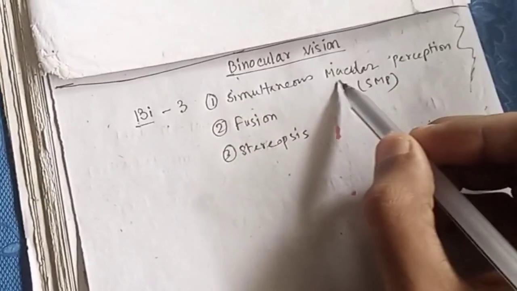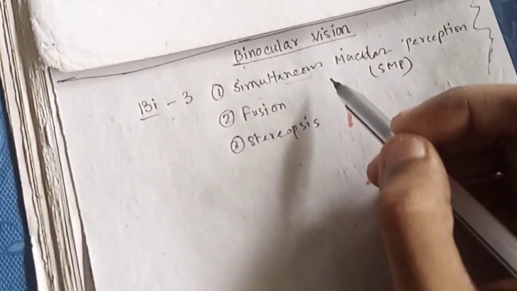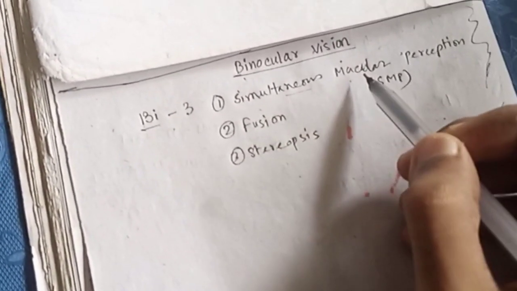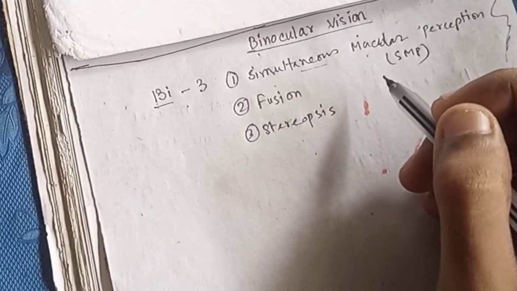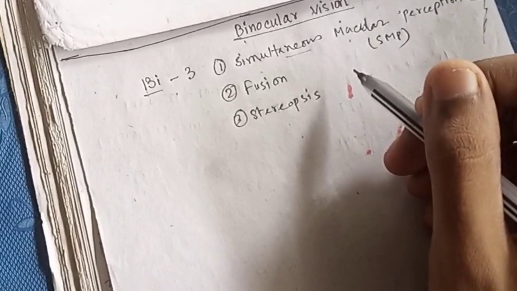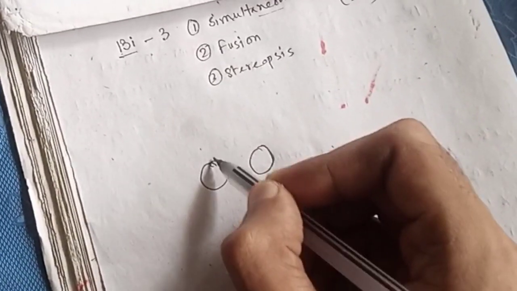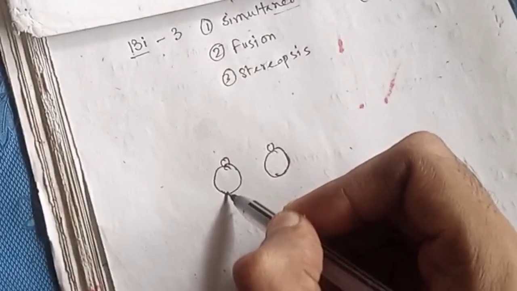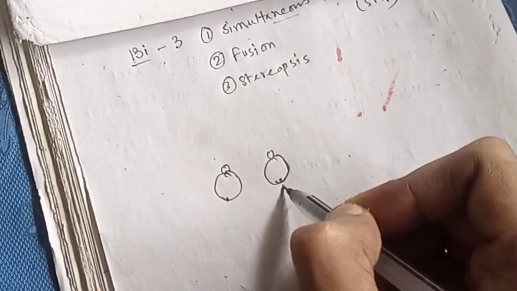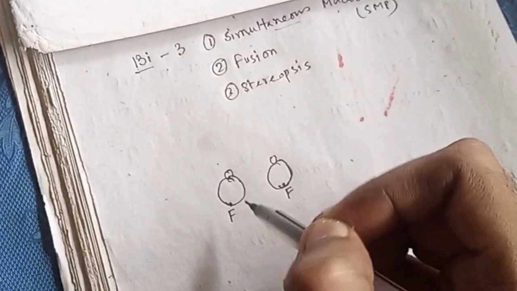So what do we mean by simultaneous macular perception, or SMP? The name implies that simultaneous means it occurs at the same time, and the macula is a part of our retina where the fovea is located and where the highest visual acuity is present. We have two eyes, and these two eyes have two different fundus, and two different fundus have two different macula, and in the macula there is the fovea. So the fovea of this eye and the fovea of this eye.